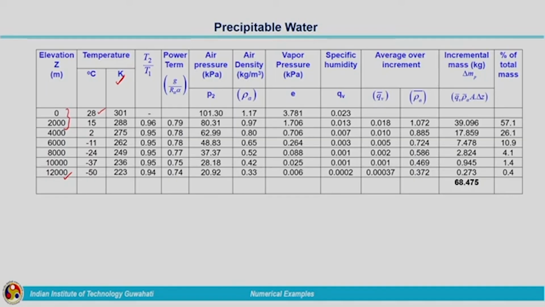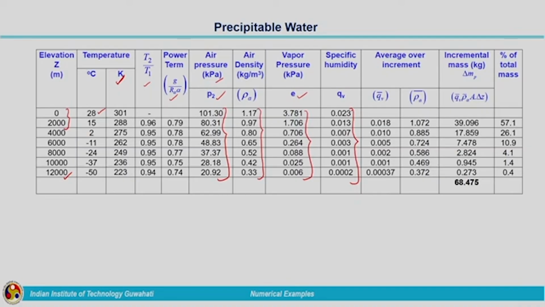And for the calculation purpose I have made 2 columns, which is of T2 by T1 to the power of G by Ra alpha for calculating the air pressure. So, air pressure is calculated by using the pressure relationship which we have derived for getting the pressure at higher altitude. So, that way we got P2 for all the incremental elevations. Air density, again by making use of the ideal gas law, for different incremental elevation we have calculated, and vapor pressure by making use of the saturation vapor pressure curve we have calculated. E is there, P is there, so we can calculate the specific humidity for different incremental depths.